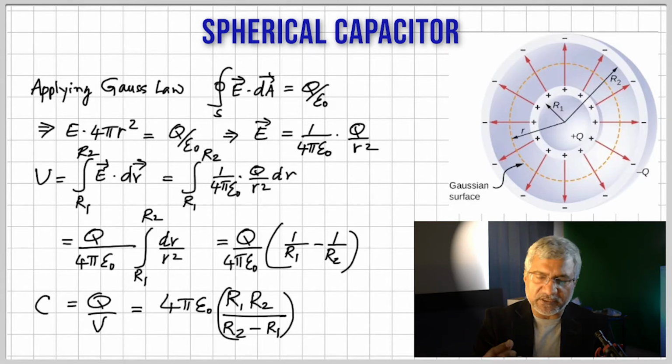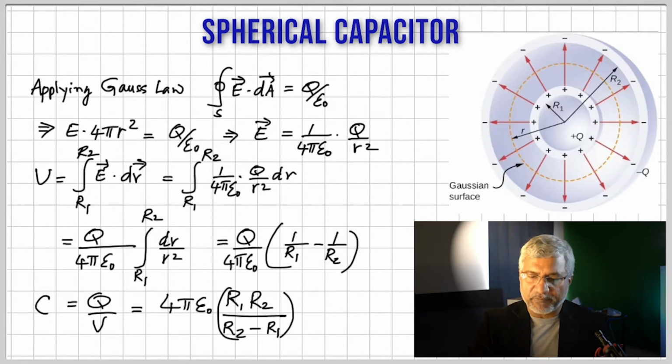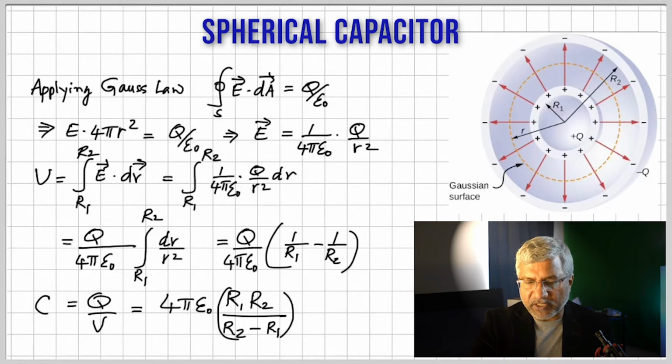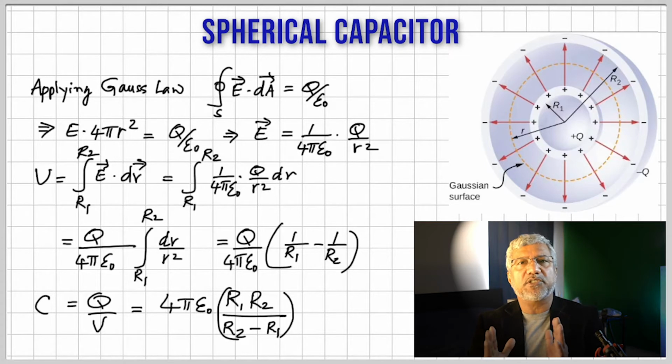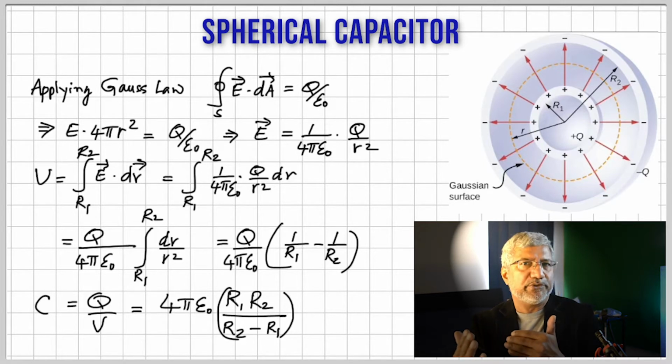So now the question is, how do we have an increased capacitance? Because our goal is to have an increased capacitance, because that would mean an increased ability to store charges. All right, so how do you make that big? By making this factor small. So if you want to make R2 minus R1 small, then you've got to have R1 almost equal to R2.